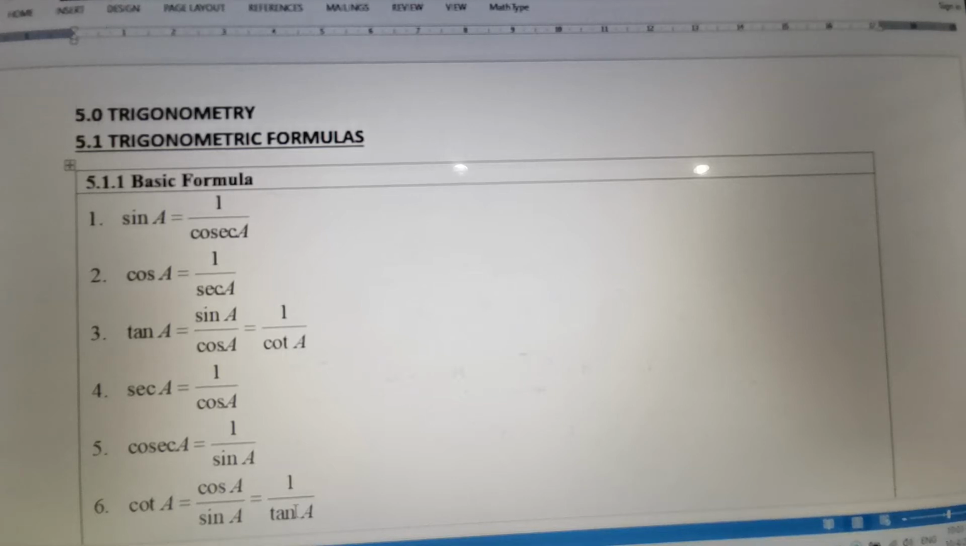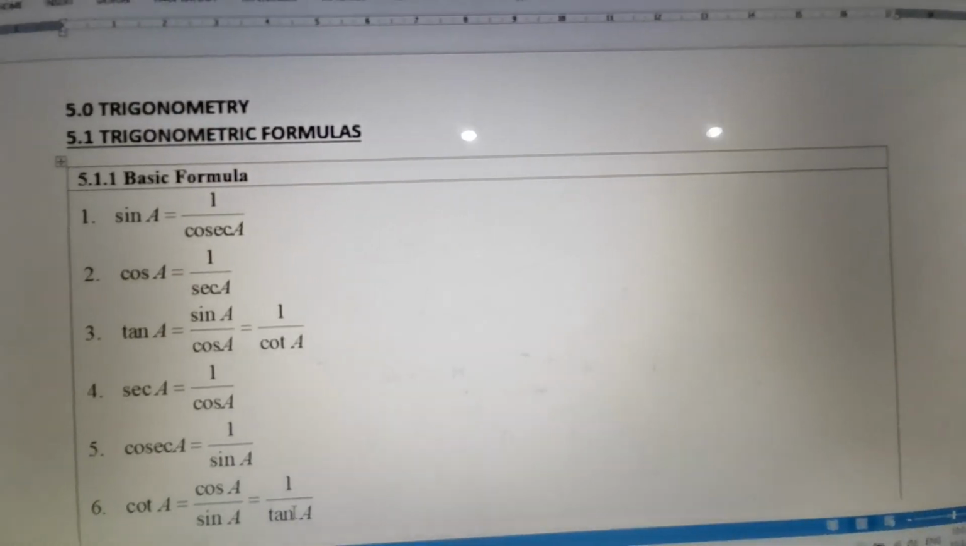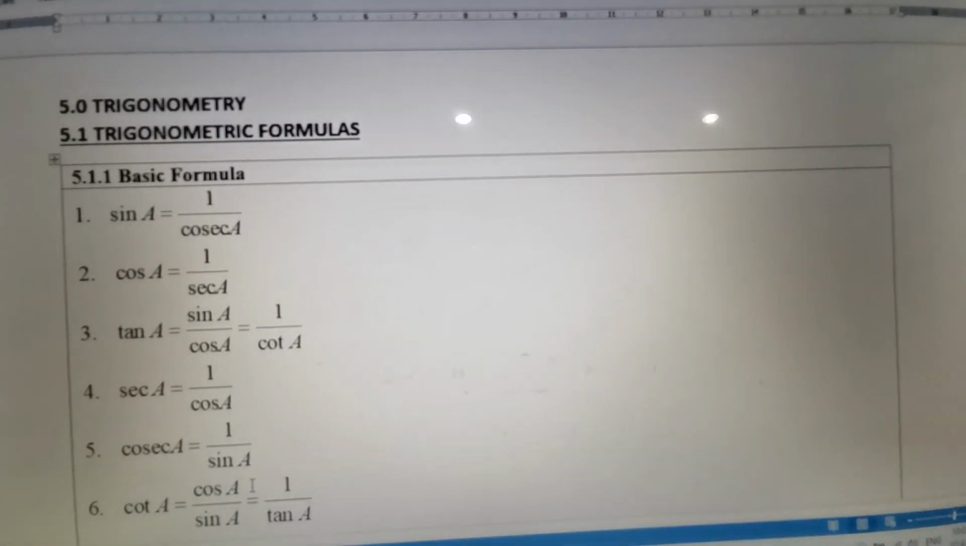Okay, can you see? Hopefully you can see properly here. Now this one, if you compare, doesn't appear in your formula list here. This one you have to memorize. Again I'm telling you, you have to memorize all these 1 until 6.